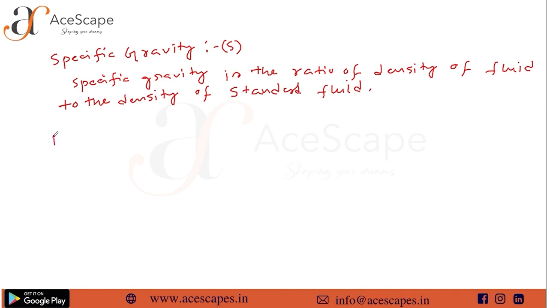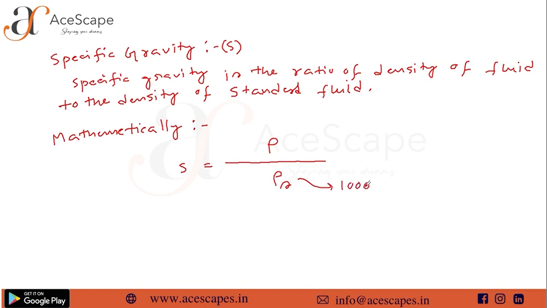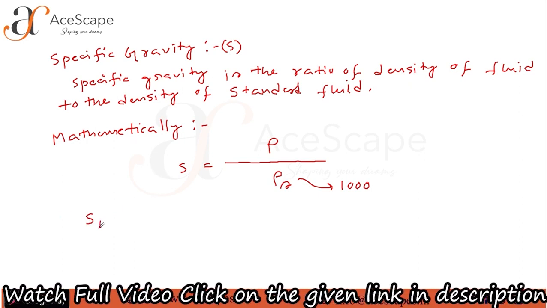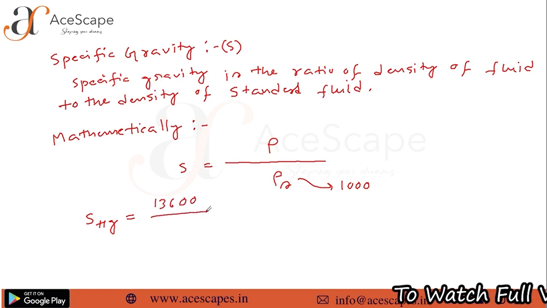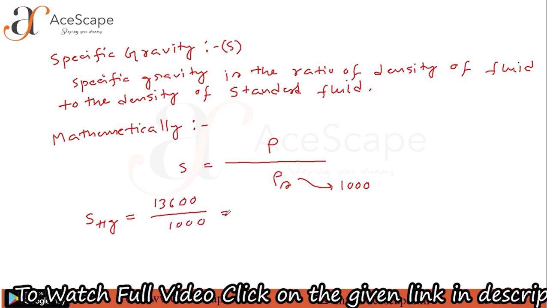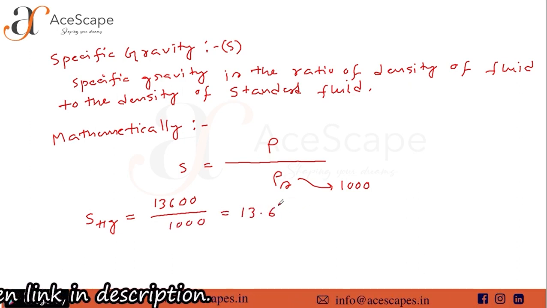So if I write it a little bit mathematically, it will be like this: density of fluid divided by density of standard. Water is a standard fluid, considered as a standard fluid, with density 1000. Now, if we write it for mercury, what is the specific gravity of mercury? It will be the density of mercury divided by 1000. This is 13.6. Alright.